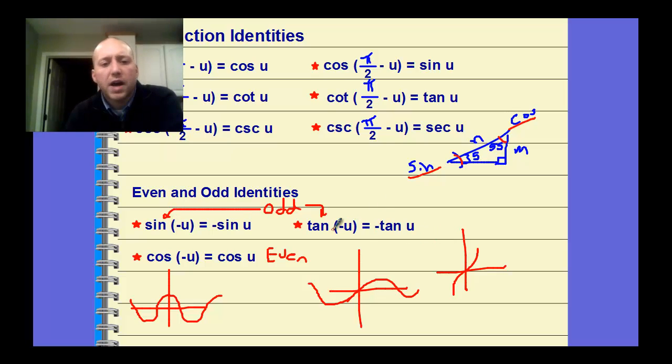And so you can look at the signs. If I'm given the sine of a negative angle, it's equal to the negative of the sine of the positive angle. And the one that's probably more powerful is that the cosine of a negative angle is the same thing as the cosine of a positive angle.